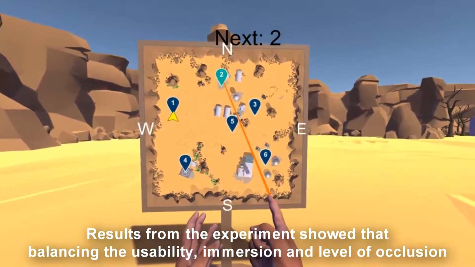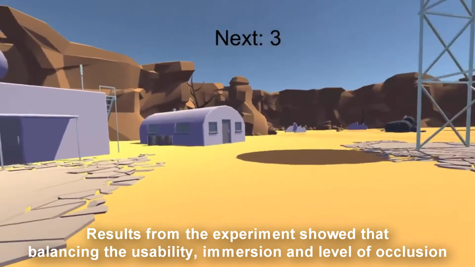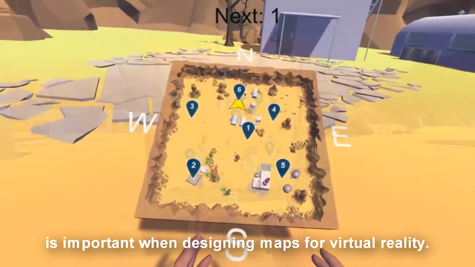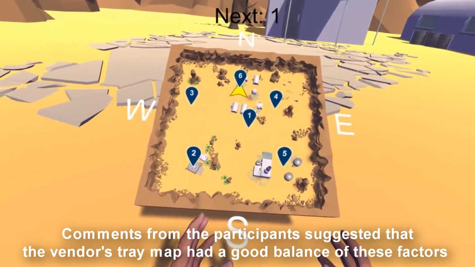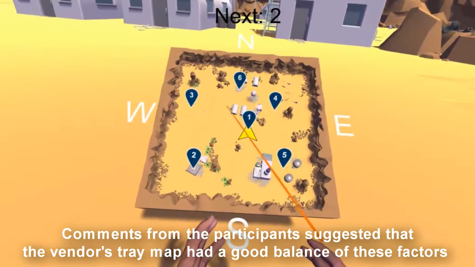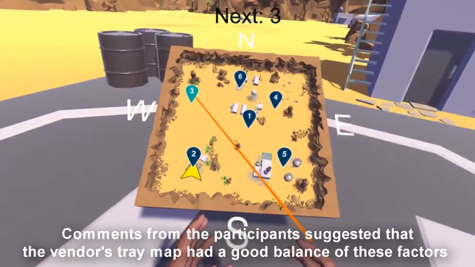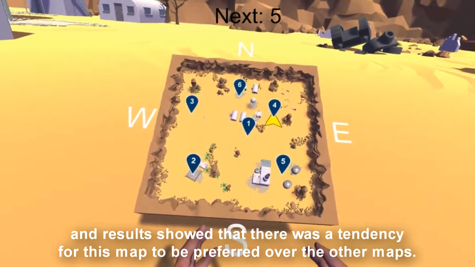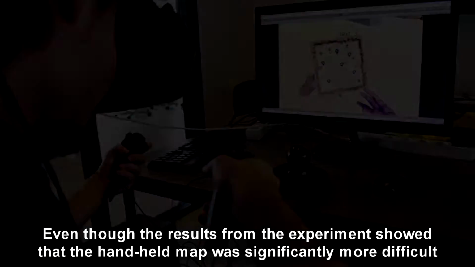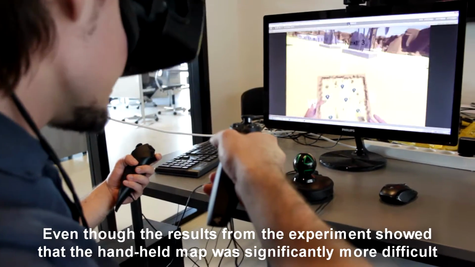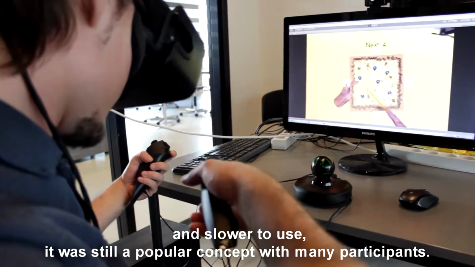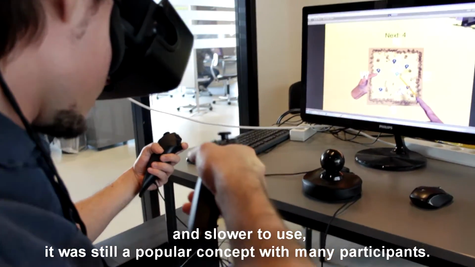Results from the experiment showed that balancing the usability, immersion, and level of inclusion is important when designing maps for virtual reality. Comments from the participants suggested that the vendor's tray map had a good balance of these factors, and results showed that there was a tendency for this map to be preferred over the other maps. Even though the result from the experiment showed that the handheld map was significantly more difficult and slower to use, it was still a popular concept with many participants.